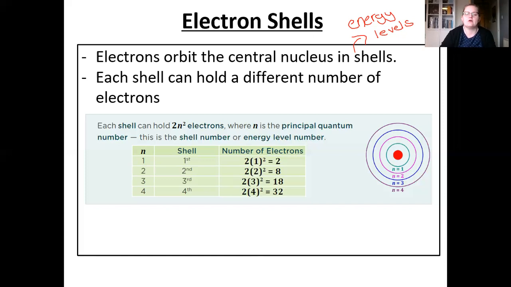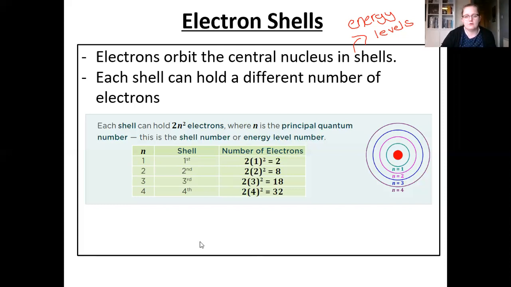So each shell can hold 2n squared electrons. So n is our principal quantum number. So for example, the principal quantum number will be if it's energy level 1, 2, 3, or 4. And that is the shell number or the energy level number. So it's interchangeable, it's the same.